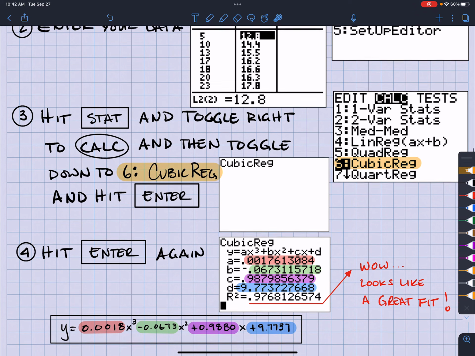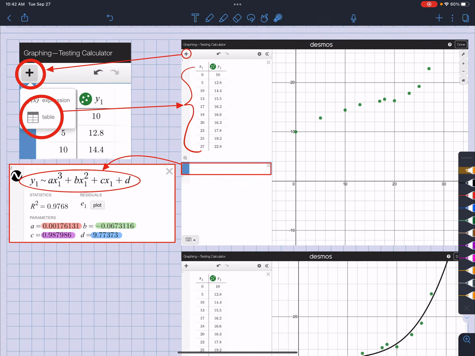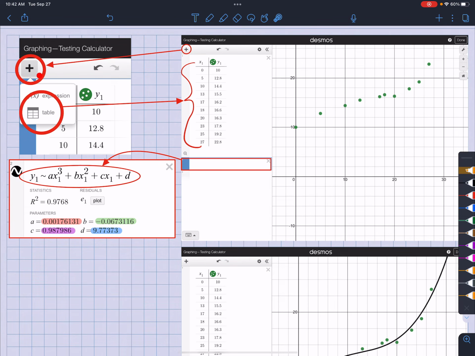But I also showed what it would look like if it was on Desmos. So on Desmos, I showed you that we want to hit the plus table and enter the table. It will show me the dots as long as your scales are correct. And in the second box, you're going to type this in. Because this says Y1, we want to use Y1. Since this says X1, we want to use X1. And then we'll see our A, B, C's, and D's.